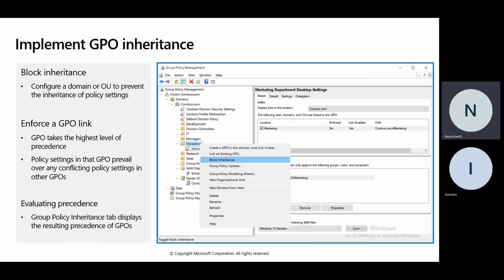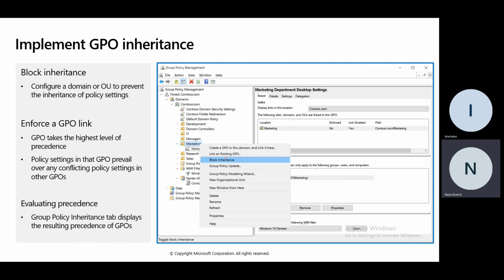All right. So let's end the class. We start from implementing GPO inheritance, and then we now do practical later.